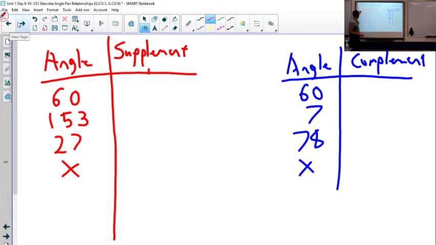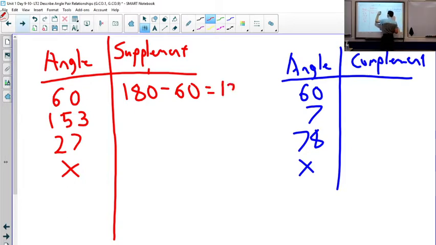So in this table, I have the angle over here, and I want its supplement. Well, the supplement of 60 is going to be 120. How did we get there? We took 180 and subtracted the angle in question, which is 60. We take 180 and subtract 60, and we get 120. And this pattern is going to continue. Whatever the angle is, we're going to subtract it from 180.